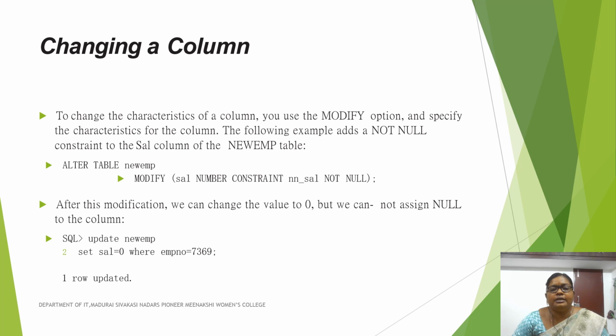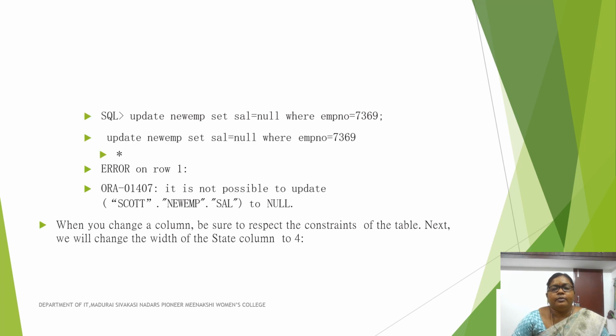After this modification we can change the values to 0, but we cannot assign null to the column. So 0 is one of the values that should be accepted. You should never imagine that null and 0 are the same. They are different. So I'm showing the changes through the implementation. Update new EMP set salary is equal to 0 where EMP number is equal to 7369. So one row is updated successfully. Then update new EMP set salary is equal to null where EMP number is equal to 7369.